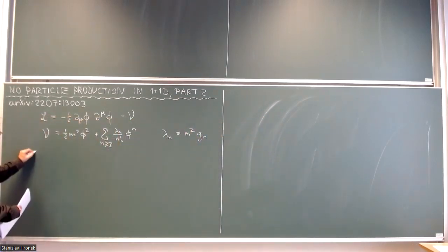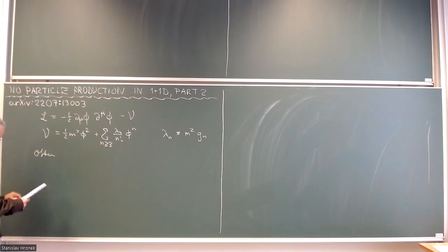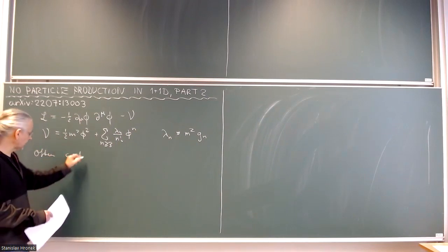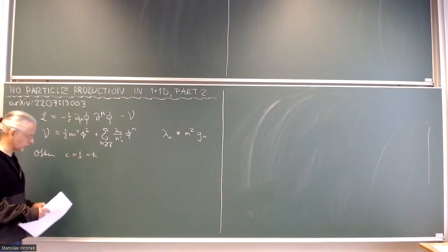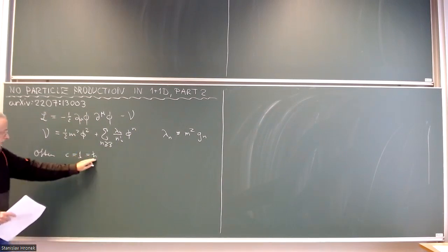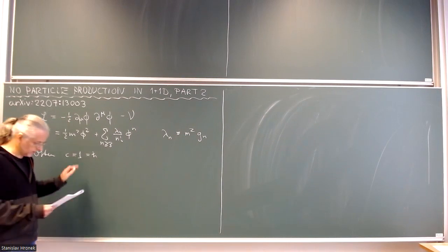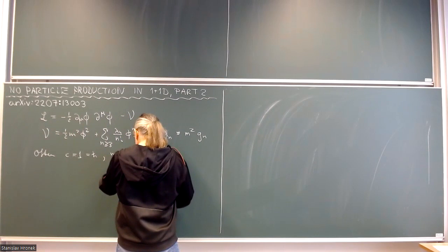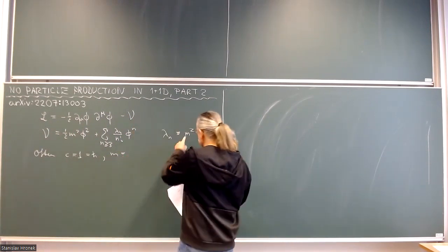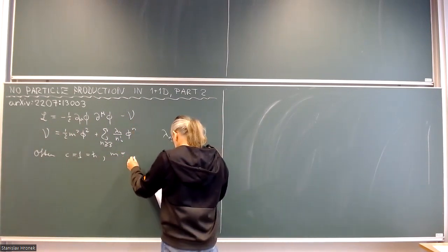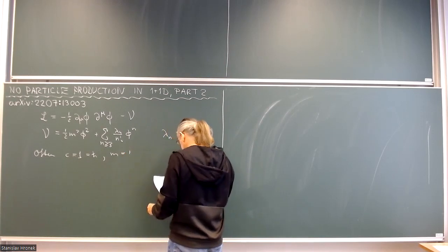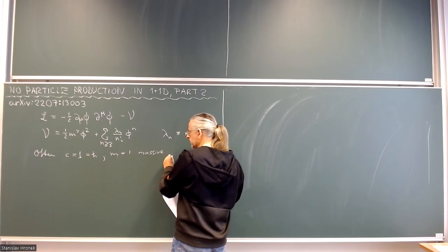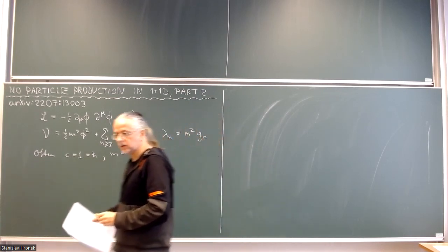We will always put the speed of light to 1, but depending on whether we have to talk about loops, then h bar could be different from 1, but usually it's 1. And also it becomes really tedious to work with this mass parameter, so often we will also scale that to 1. And that means that we especially are considering a massive theory.